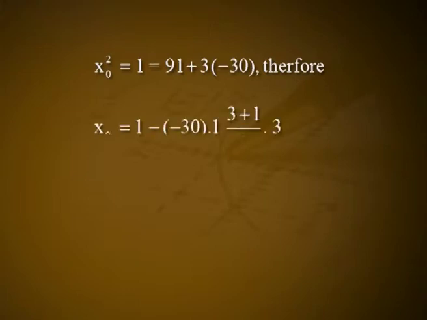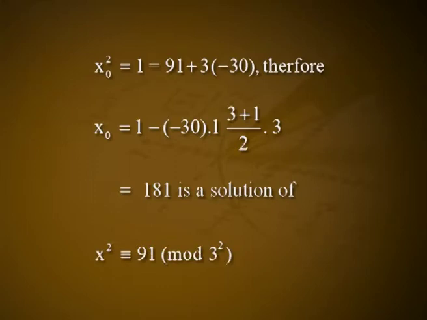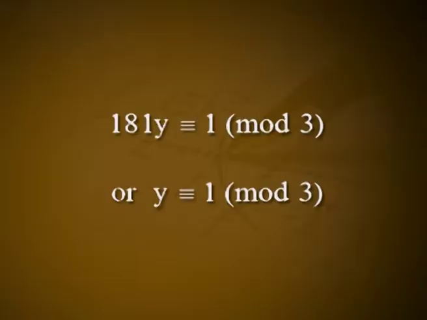Therefore, x0 is equal to 1 minus 30 into 1 into 3 plus 1 by 2 into 3, which is equal to 181, a solution of x square congruent to 91 mod 3 square. To find the solution of x square congruent to 91 mod 3 cube, we have to repeat the procedure once more. Let us first solve 181y congruent to 1 mod 3, or y congruent to 1 mod 3. Clearly, y1 is equal to 1 can be taken as a solution of y congruent to 1 mod 3.